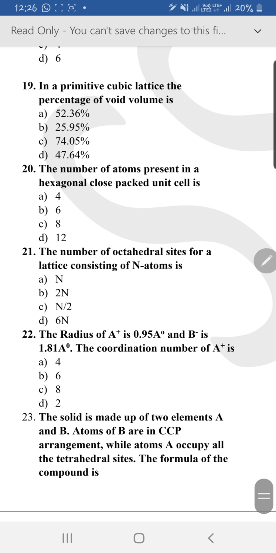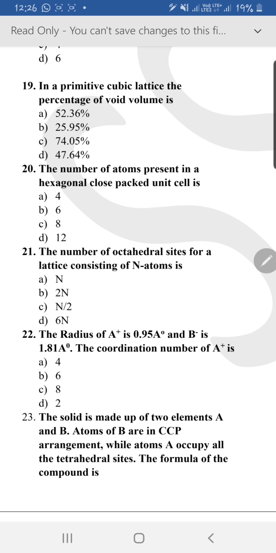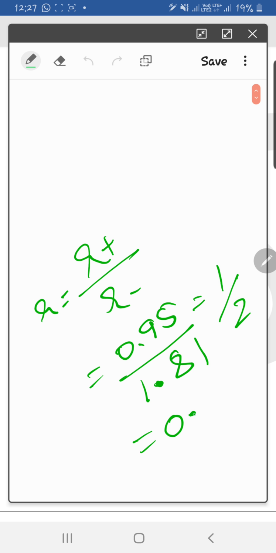Next question I told you to solve. There you see the radius of A plus is 0.95 angstrom, B minus is 1.81 angstrom. The coordination number of A plus is dash. See, I will solve here, creating some notes for you. Look, what is radius ratio? Radius ratio is equal to radius of cation divided by radius of anion. The radius of cation is given as 0.95, divided by the radius of anion, 1.81. Nearly, you get 0.5.